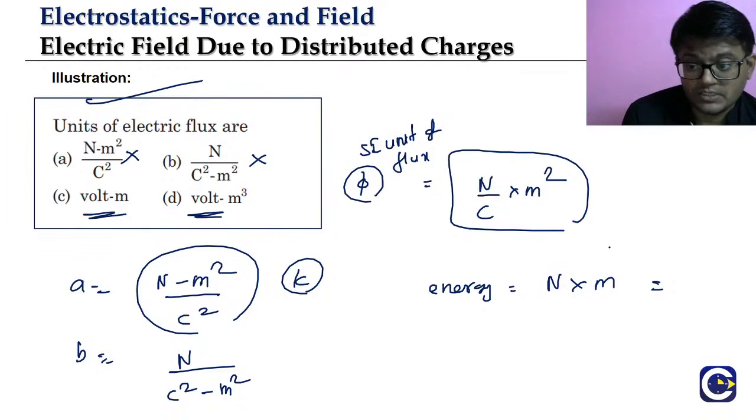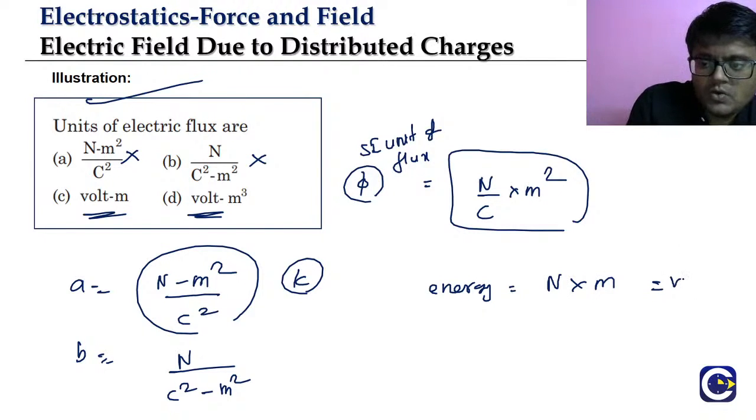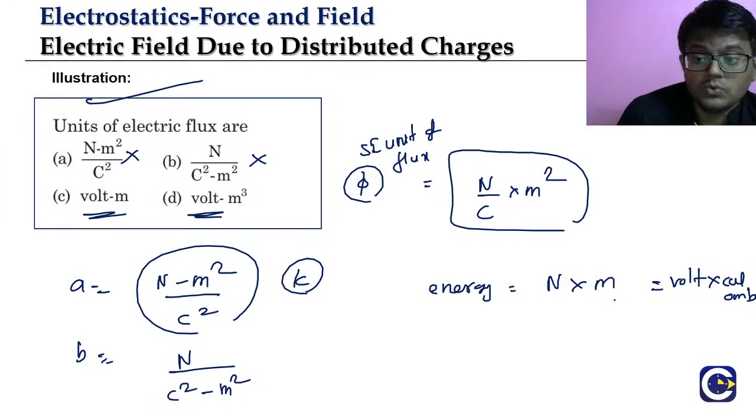Charge into potential. Okay, we will discuss it when we cover the electric potential concept. But for now, just the relation between the units: do you know, joule is equal to volt into coulomb. So joule will be equal to what? Volt into coulomb.